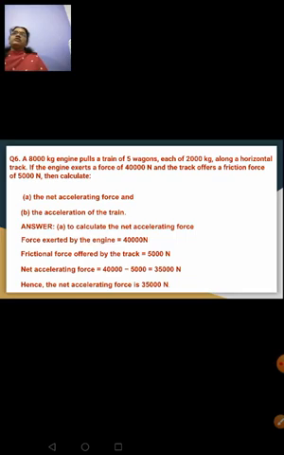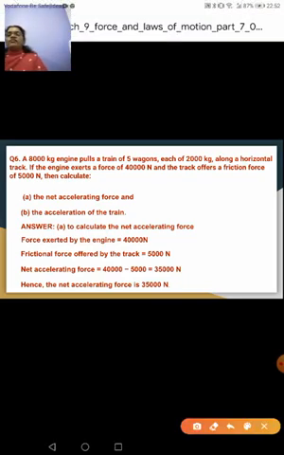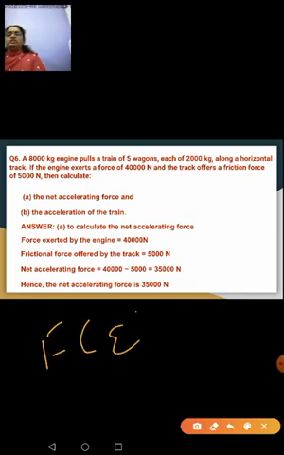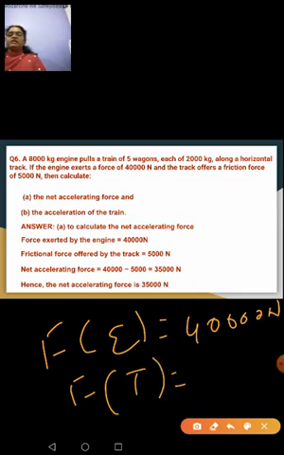Net accelerating force here is what? The force that is making the train get accelerated. They have given you two quantities to talk about force. One is the force exerted by the engine, which is 40,000 Newton. And another one is the frictional force offered by the track, that is equal to 5,000 Newton.